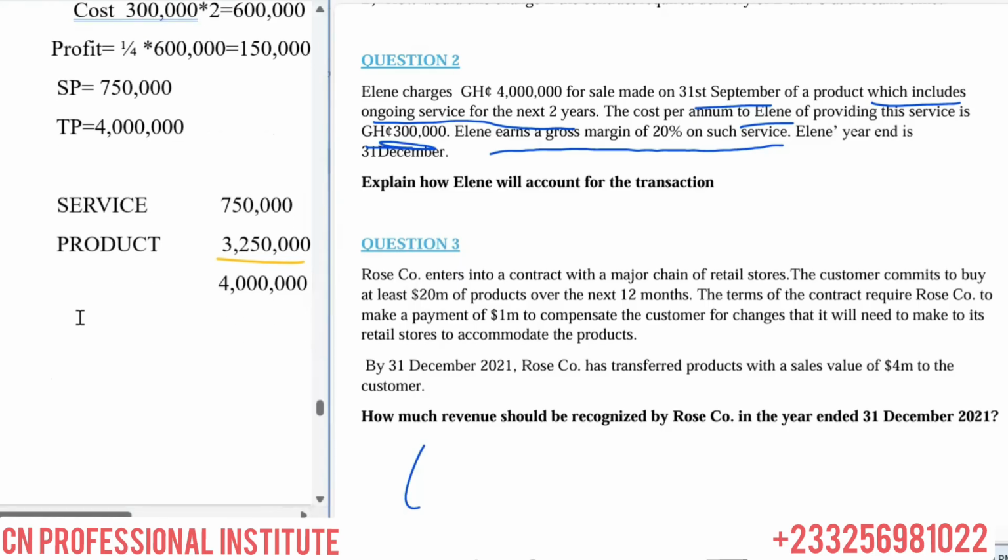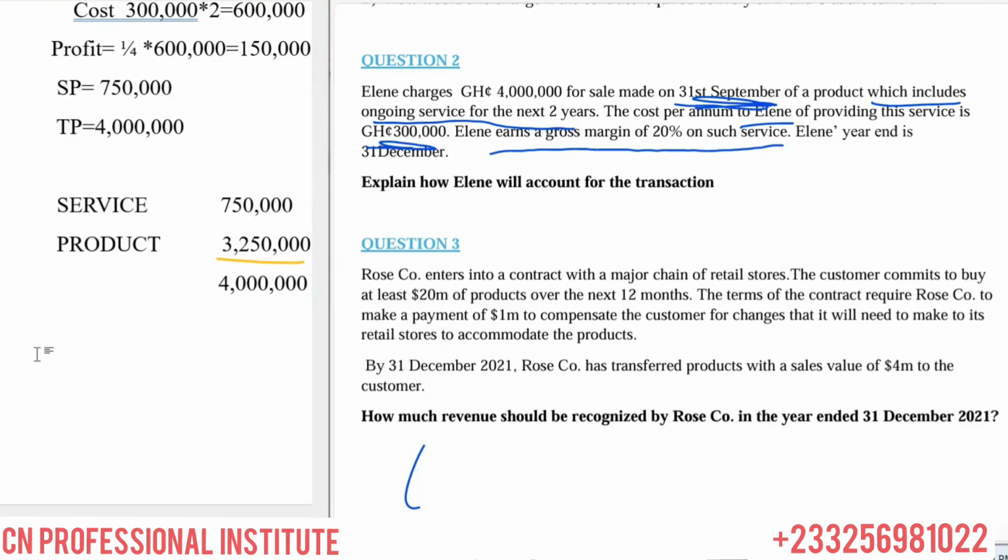Then, how much do we record in our books? With the service, it is for 2 years. Don't forget that. With the product, we are going to record the whole 3,250,000, but with the service, it is for 2 years. And look at when the transaction happened: 31st September. The year end is 31st December. So we are going to record revenue for only 3 months.